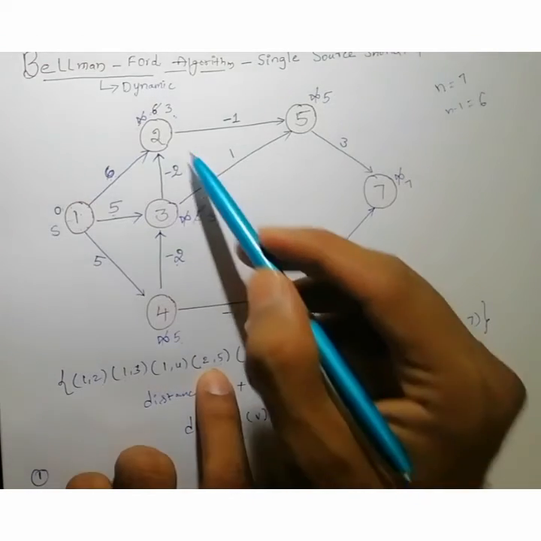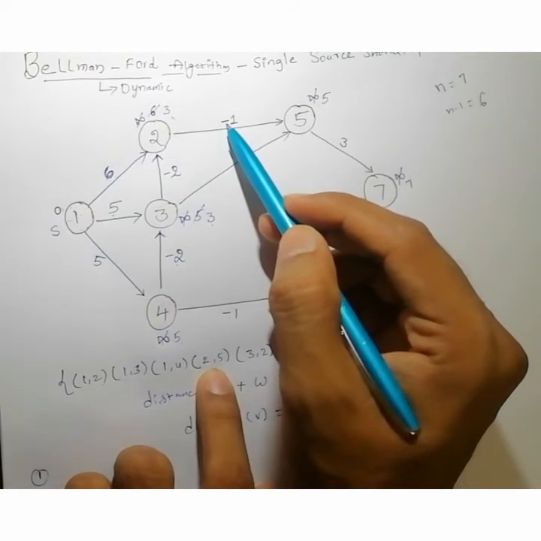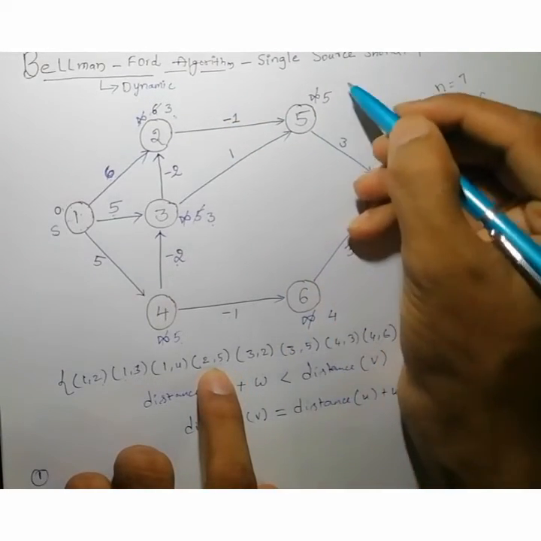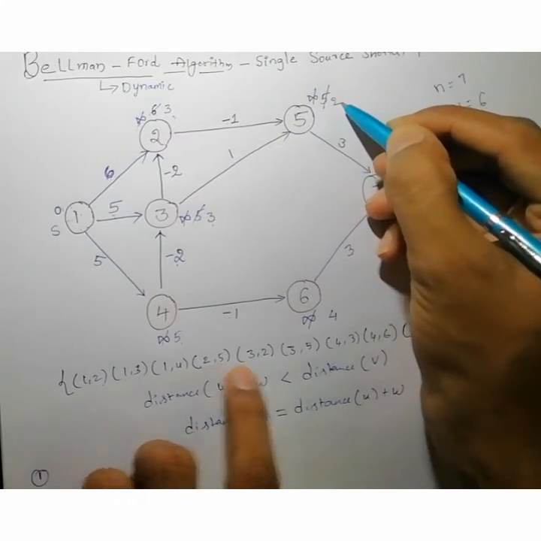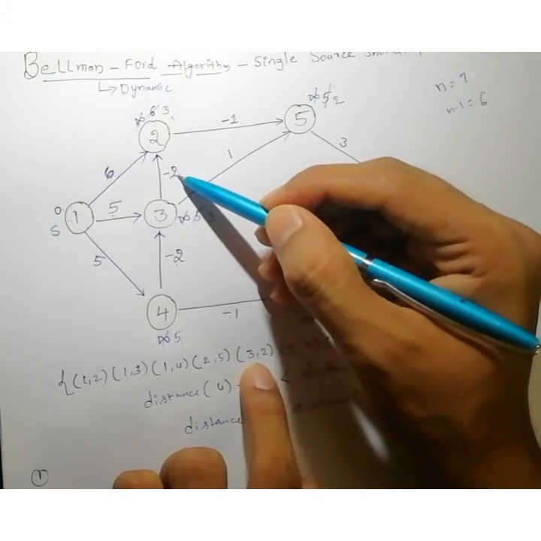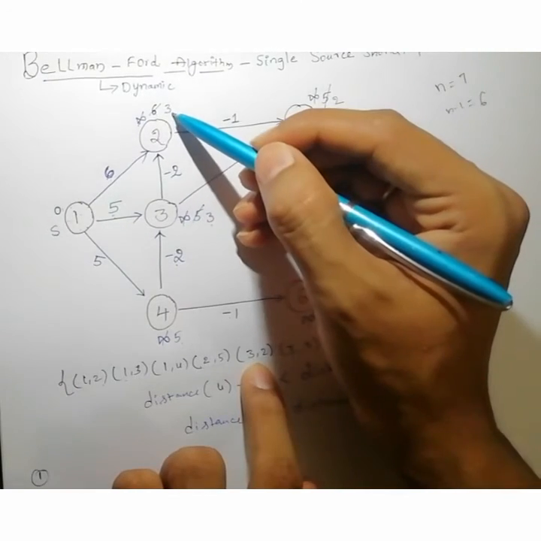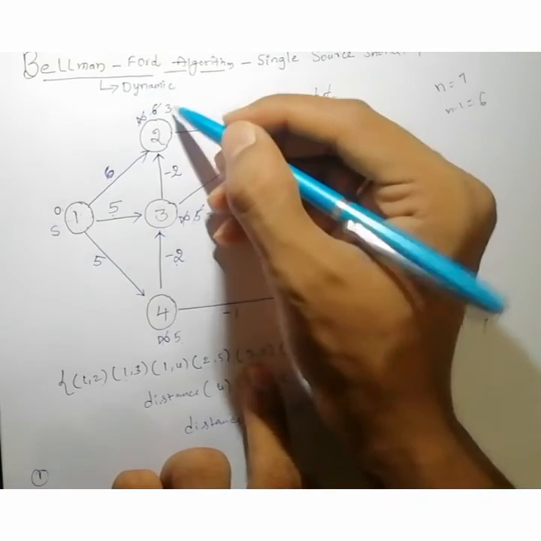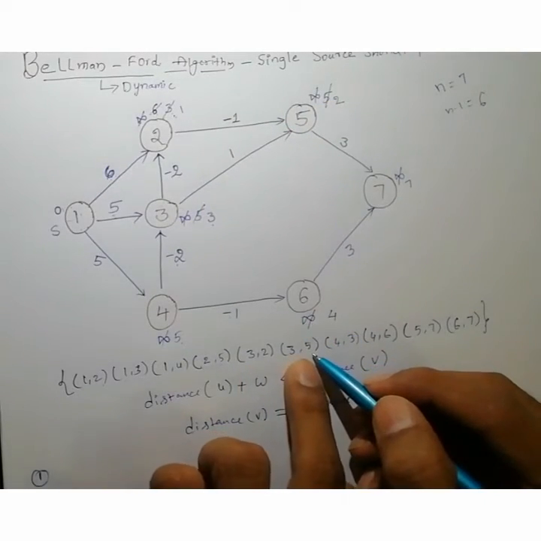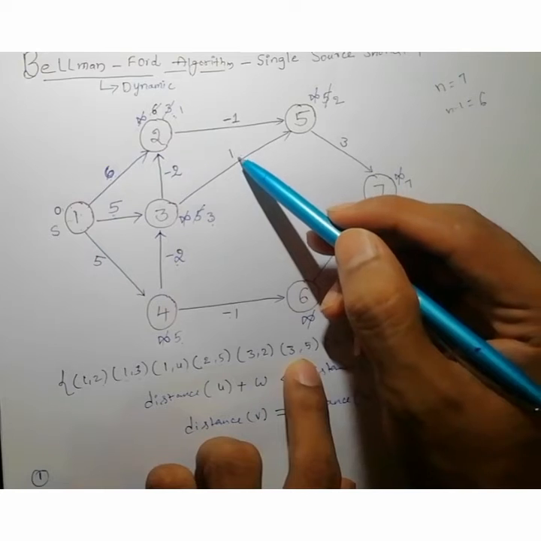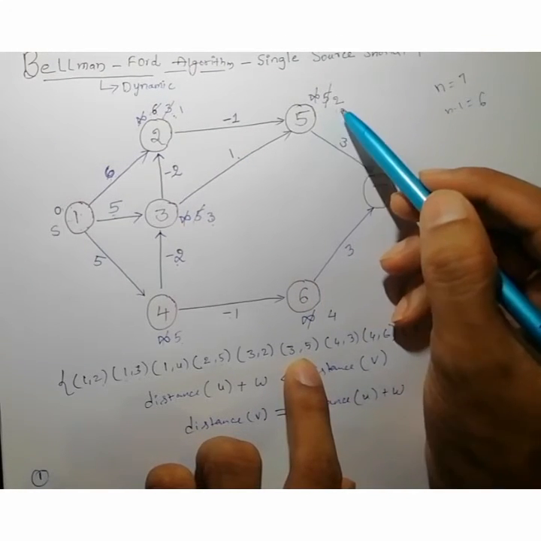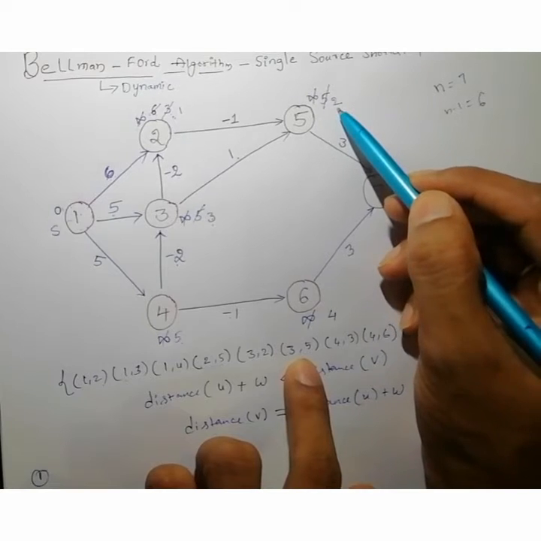So again 2 to 5. Check the edge for 2 to 5. 3 minus 1, that is 2. Is 2 less than 5? Yes. If it is yes, just update it to 2. Again check the next edge, that is 3 to 2. 3 minus 2, that is 1. Is 1 less than 3? Yes. If it is yes, update it to 1. Okay. Next 3 to 5 edge. So 3 plus 1, that is 4, is less than 2? No. If it is no, don't update. So keep 2 as it is.